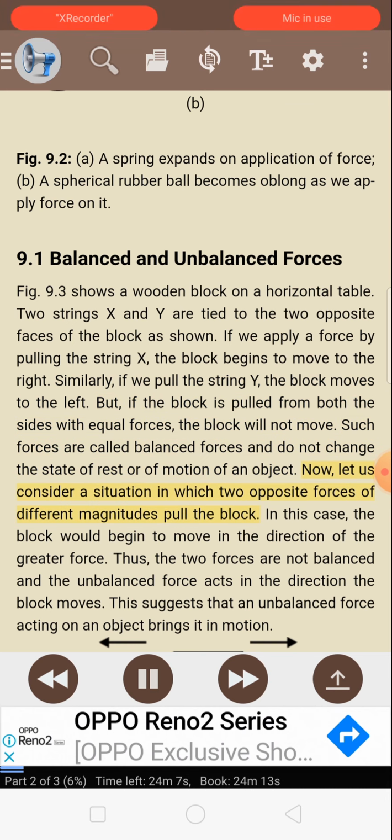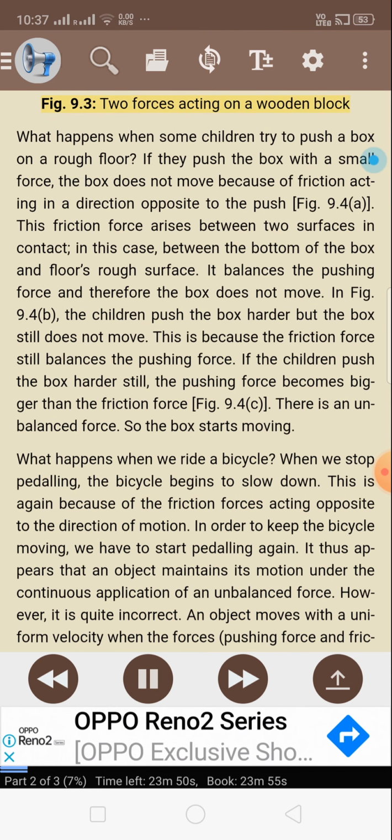Now, let us consider a situation in which two opposite forces of different magnitudes pull the block. In this case, the block would begin to move in the direction of the greater force. Thus, the two forces are not balanced and the unbalanced force acts in the direction the block moves. This suggests that an unbalanced force acting on an object brings it in motion. Figure 9.3. Two forces acting on a wooden block.